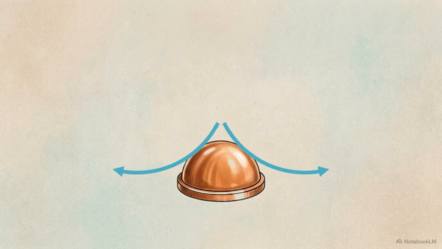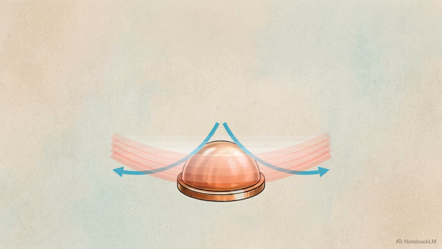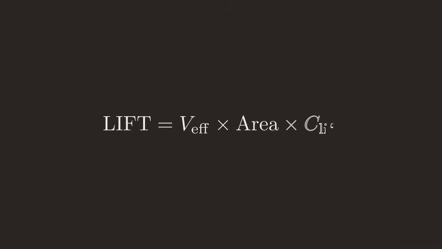Because of the Coandă effect, the rotating jet of air snaps to the curvature of the metal, spreading outward across the surface. Bernoulli's principle dictates that as a fluid accelerates, its internal pressure drops. The accelerated boundary layer hugging the hull creates a pressure deficit directly above the craft. The total amount of lift generated depends on the effective velocity of the airflow, the surface area of the pentagonal hull, and the specific lift coefficient created by the Coandă curve.